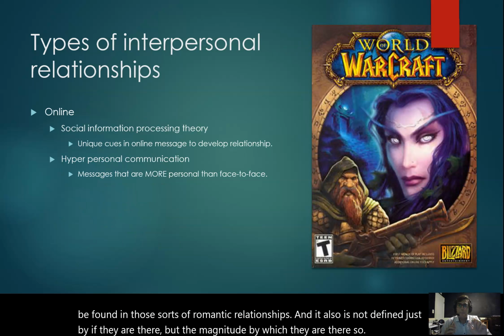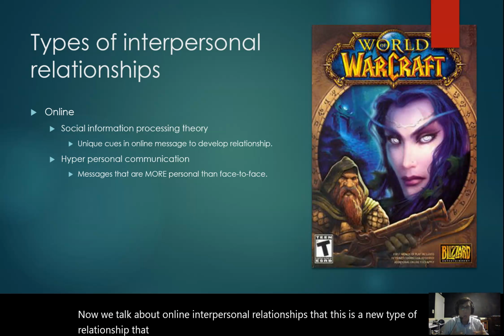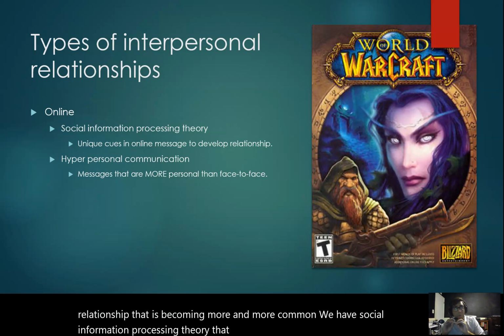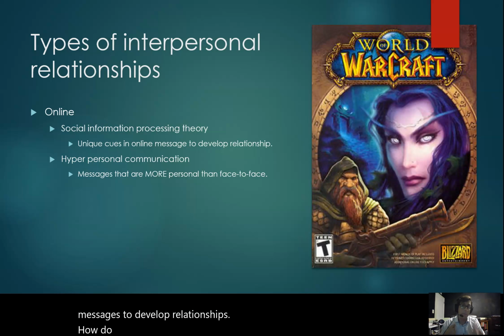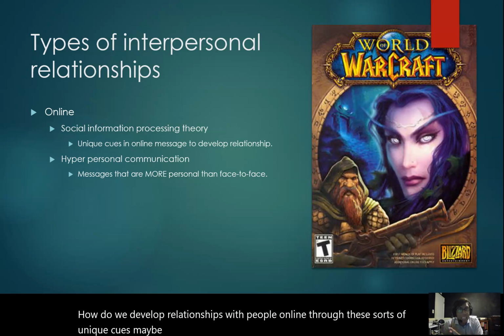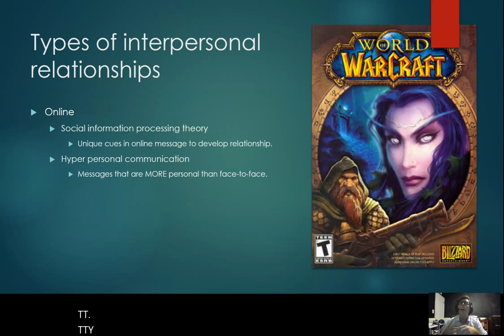Now we talk about online interpersonal relationships, and this is a new type of relationship that is becoming more and more common. We have social information processing theory, which says that there are unique cues in online messages to develop relationships. How do we develop relationships with people online through these sorts of unique cues? Maybe the sharing of memes, maybe specific code words, LOL, TTYL, talk to you later, those sorts of things.